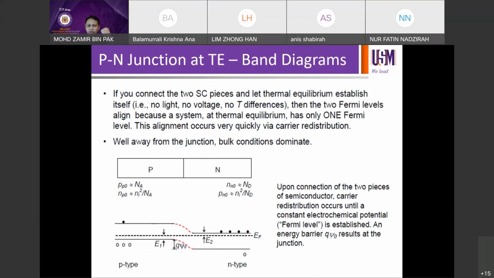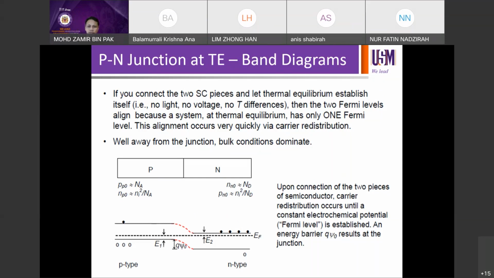We have also discussed a couple of times that the majority carriers in a P-type semiconductor material are given by Pp0 or Na, and therefore the minority carriers are given by the law of mass action, ni squared over Na, or ni squared over Pp0, same thing. The same is true for the N-type material, where the majority carriers are electrons, given by Nd or equal to Nn0, and the minority carriers, the holes, are given by ni squared over Nd, or ni squared over Nn0.